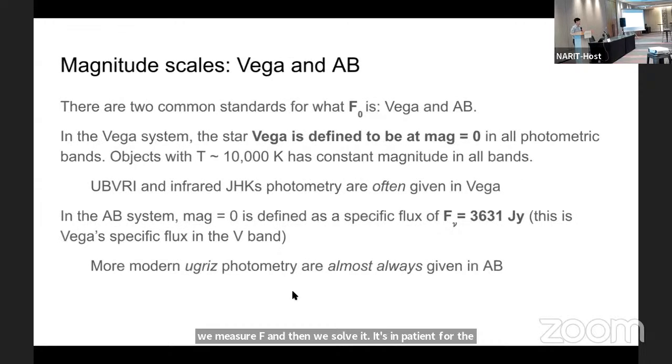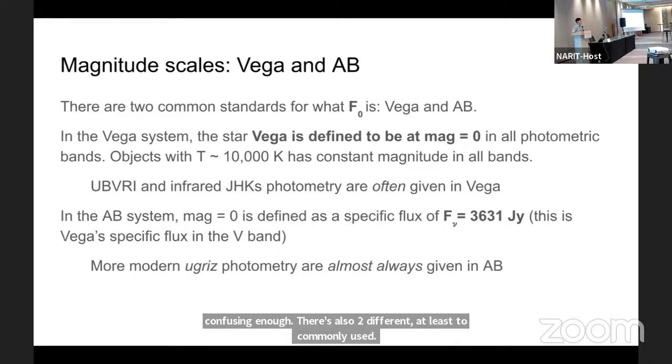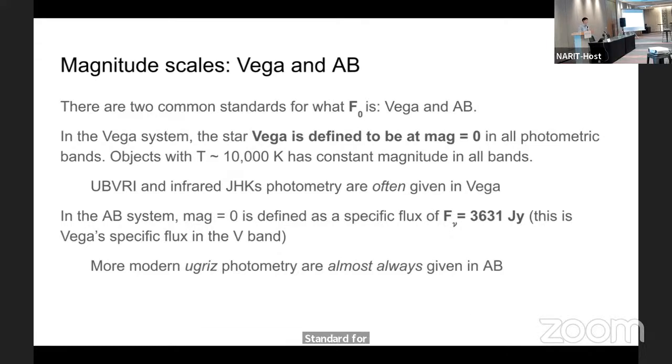The next side note is the magnitude. If the magnitude scale is not confusing enough, there are also two commonly used standards for F0. How do we define a zero point flux for the magnitude? Because if you recall from the definition, magnitude is just the difference between fluxes, right? So we have to set zero somewhere. So there are two systems.